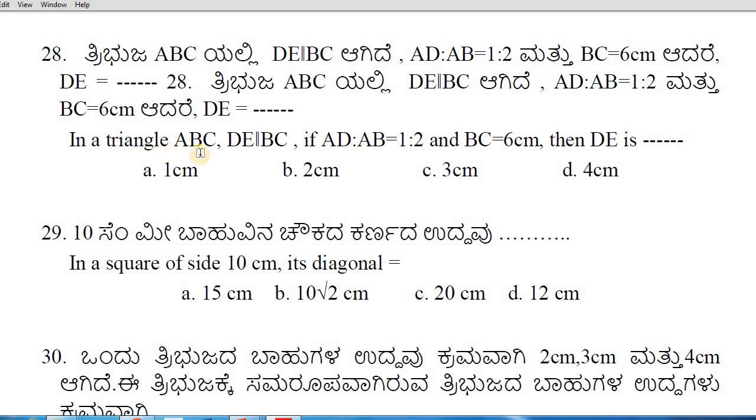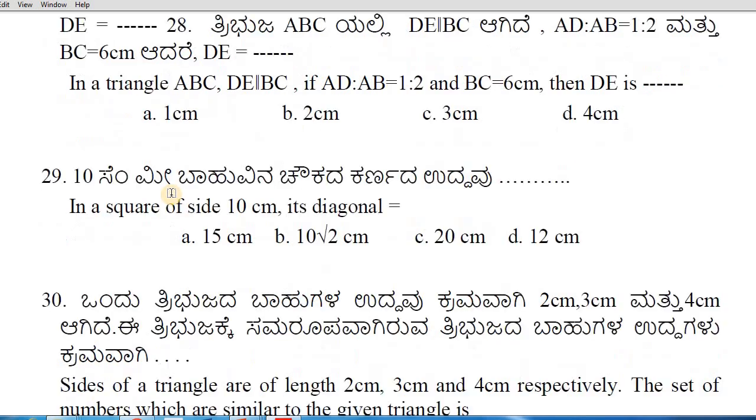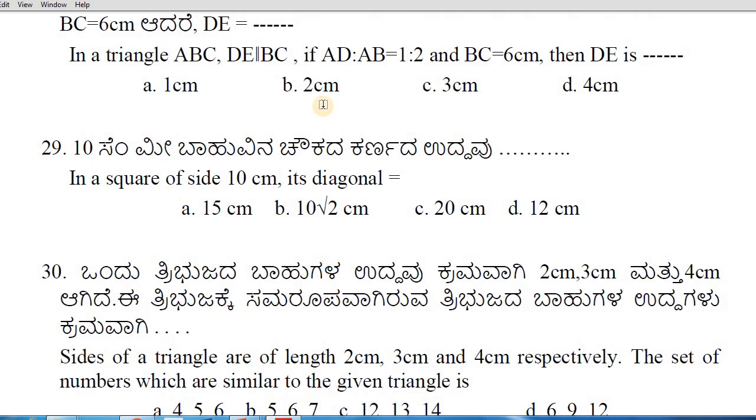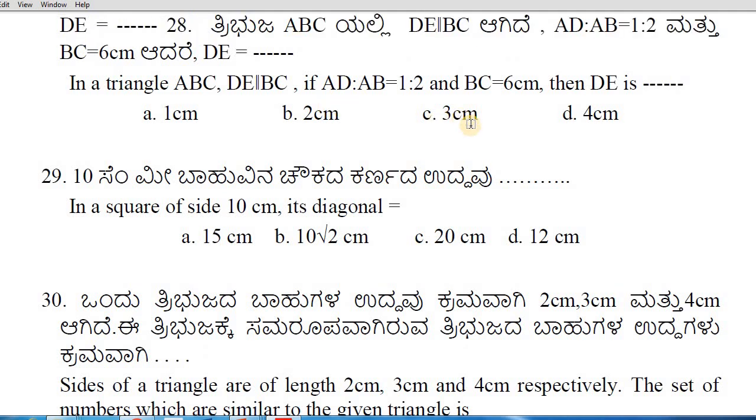In a triangle ABC, DE parallel to BC, if AD to AB equals 1:2 and BC equals 6 centimeter, then DE is dash. Given options are 1 centimeter, 2 centimeter, 3 centimeter and 4 centimeter. The same kind of problem I have explained in yesterday's video. So if you go through that video, you will get it. So here the correct option is C, 3 centimeter.